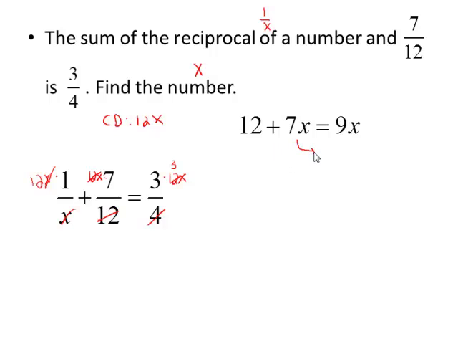I need to move the 7x over to the right. Because this is a linear equation, I want to collect all the variable terms on one side, and I finish by dividing both sides by 2. Here, my number is 6.